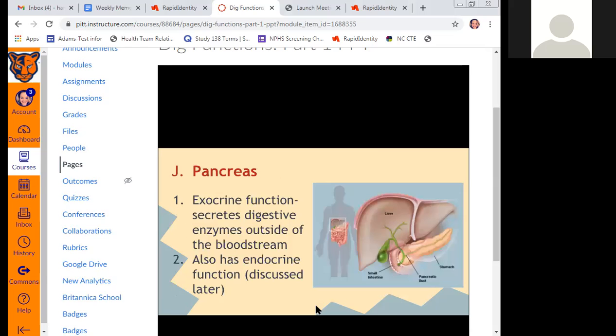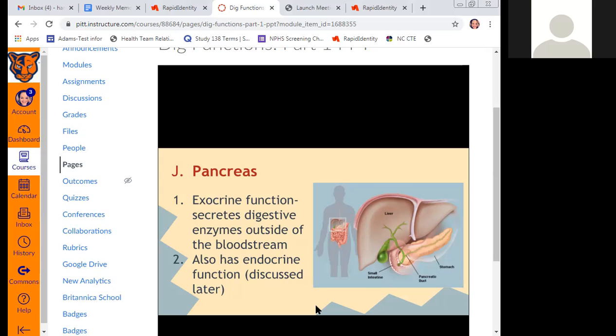So the pancreas has an exocrine function. So look at the first part of exocrine. What do you think this means? Do you think something enters the pancreas or exits the pancreas? Exits, because exocrine means that it secretes something, or something exits the pancreas. So the pancreas secretes different digestive enzymes, and enzymes was one of those words we learned yesterday that help break things down, okay? So the pancreas secretes those enzymes to break things down outside of the bloodstream.